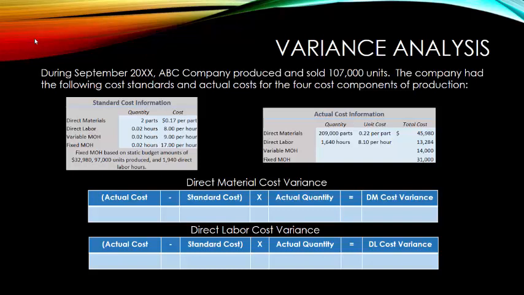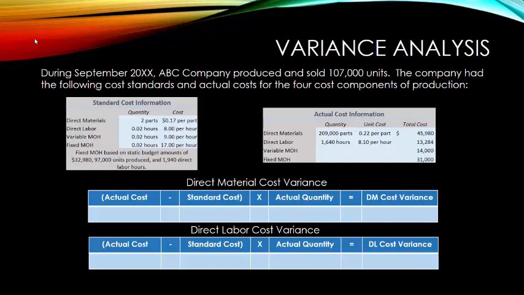So let's take this example, that during September of 20XX, ABC Company produced and sold 107,000 units. The company had the following cost standards and actual costs for the 4 components of production. Those 4 components are direct materials, direct labor, variable manufacturing overhead, and fixed manufacturing overhead. So the information that we have here is what we actually spent. That comes in the actual cost information.